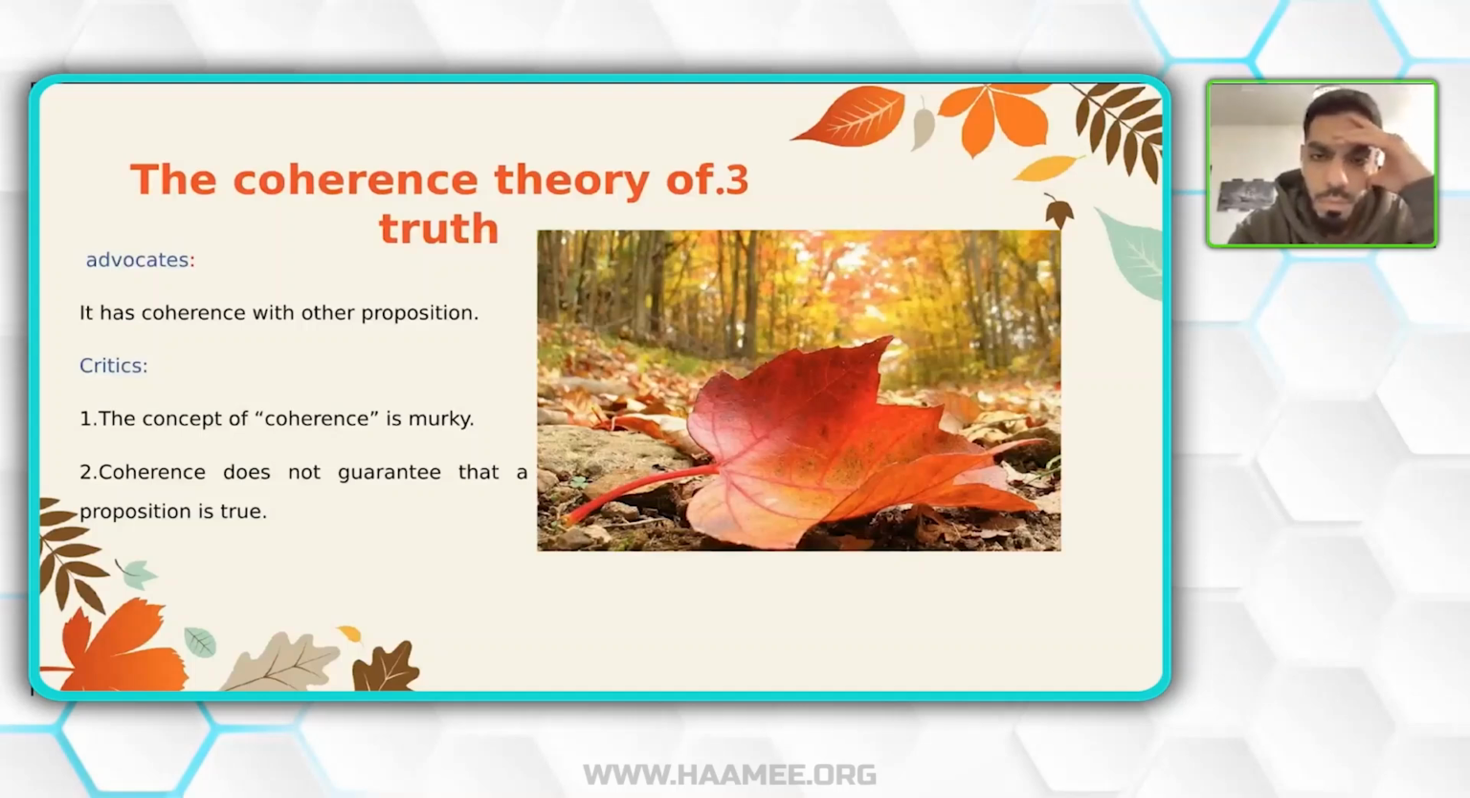And the next critique of the theory is that coherence does not guarantee that a proposition is true. For example, we have two propositions or sentences, and they have a coherence, but they are not matched together and they're not true. Maybe I have this thing in my hand and it's white and also cold, but it's not a snowball. So maybe they have a coherence, but actually it's not true. And that's it.